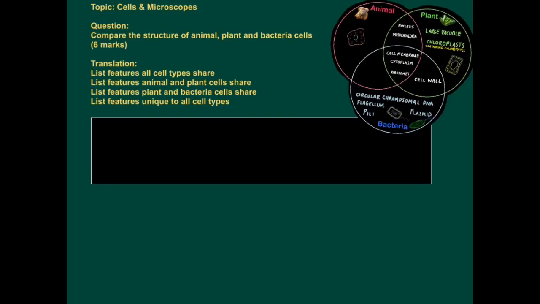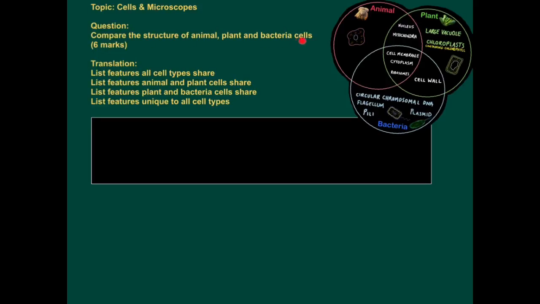This is an exam application tutorial on the topic of cells and microscopes. The question for 6 marks is: compare the structure of animal, plant and bacteria cells. When you compare the structure of something to something else, you have to state what they have different but also what they have in common.